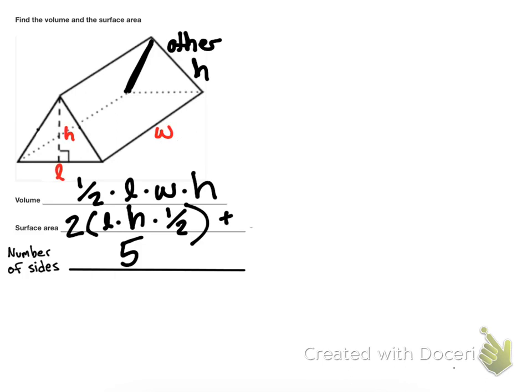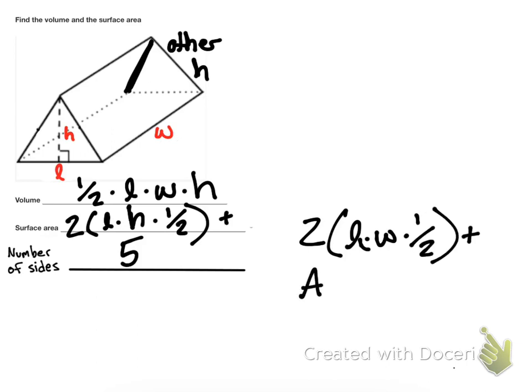The way that you'd see this written. So, for example, if you were looking at a formula sheet, the way that you would see the formula written for a triangular prism would be: the surface area is 2 times length times width times 1/2.